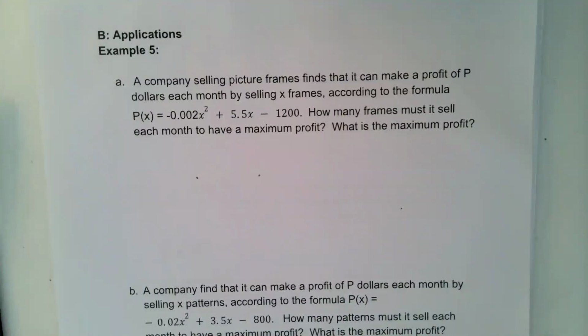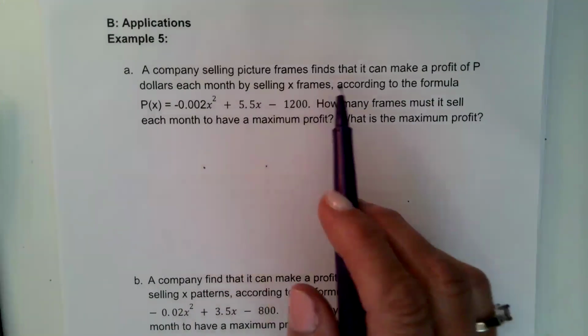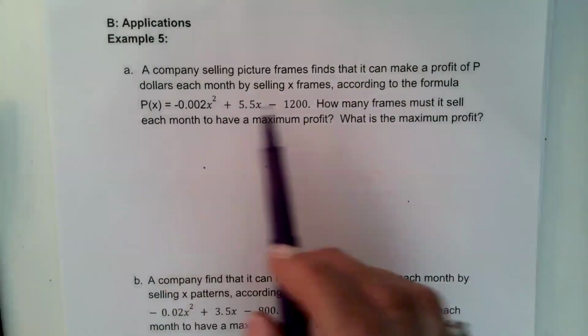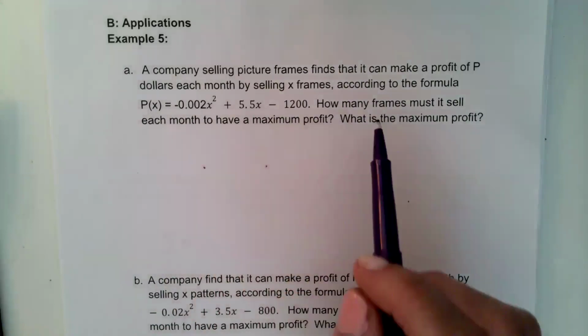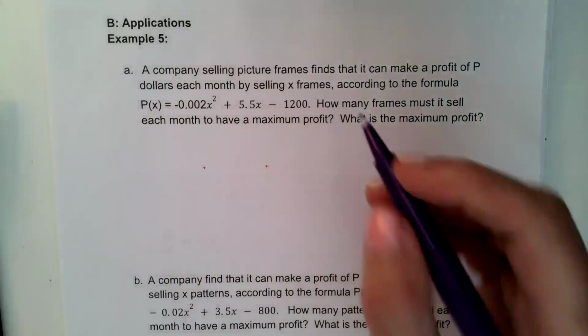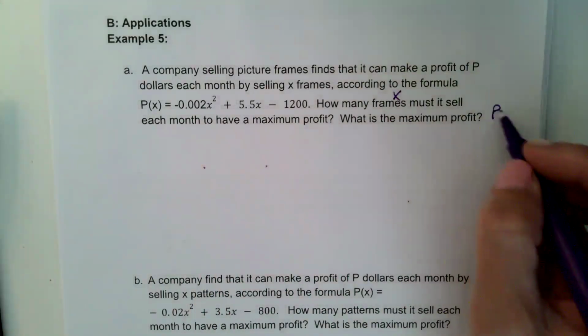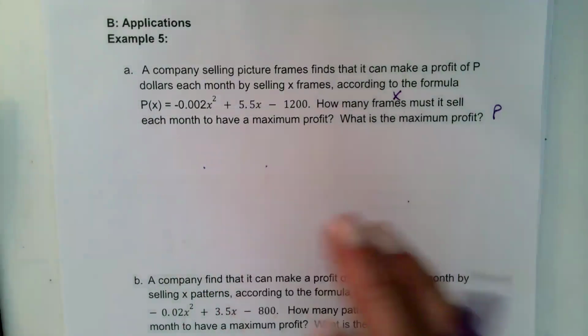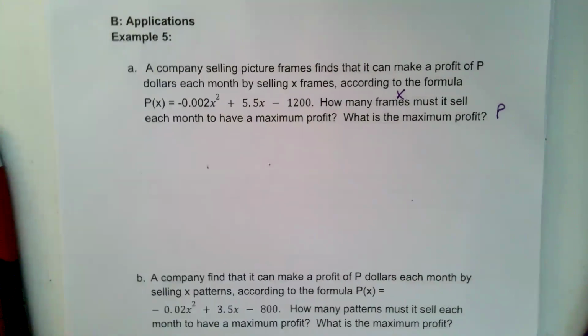So we have a company selling picture frames that finds it can make a profit of P dollars each month by selling X frames, according to the formula here. How many frames must it sell each month to have a maximum profit? What is the maximum profit? So how many frames would be the X and the maximum profit would be the P? To be honest, when it's the applications, I see no reason why you can't just use Desmos.